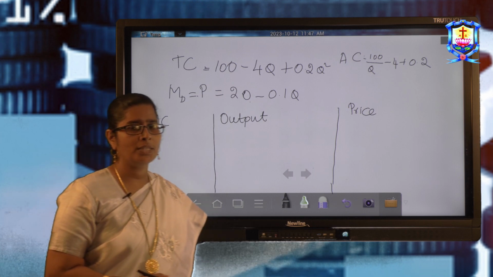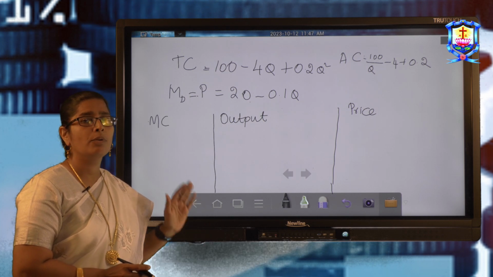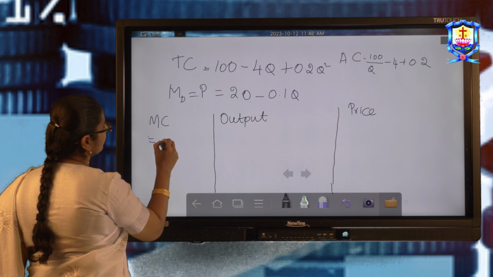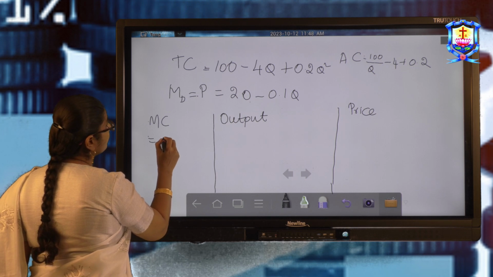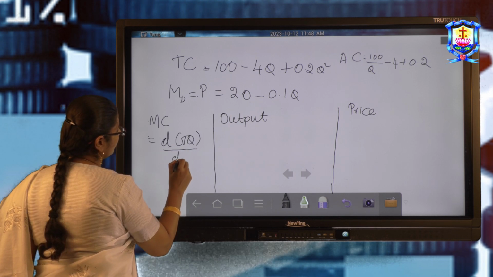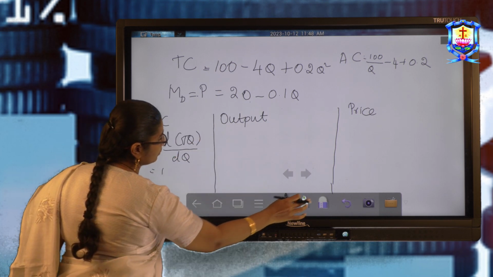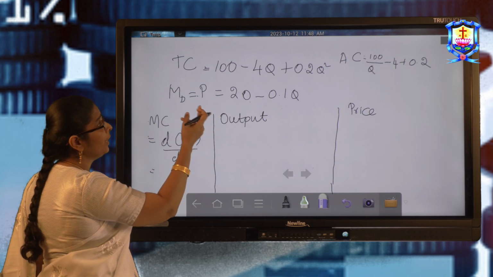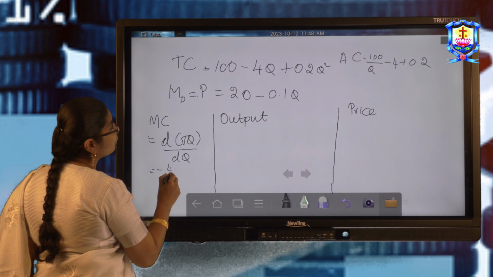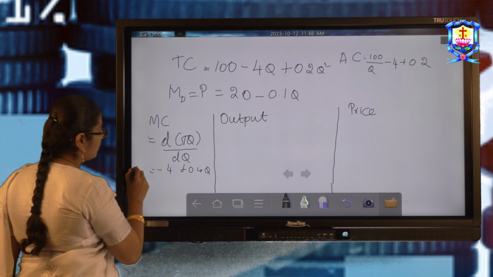Okay. As we have found AC, now we will calculate MC. MC is the differentiation of total cost, which will give you the answer. So now let's compute this. When you differentiate the constant term, it becomes 0, so I am just leaving it. The rest of the function is minus 4 plus 0.4Q.